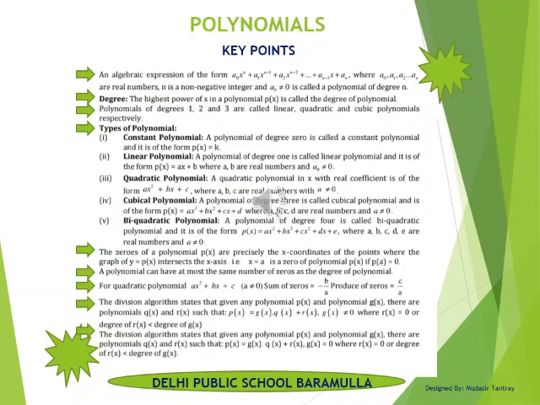Constant polynomial. A polynomial of degree 0 is called a constant polynomial, and it is in the form p(x) = k. K can be any constant: 1, 2, 3, and so on.